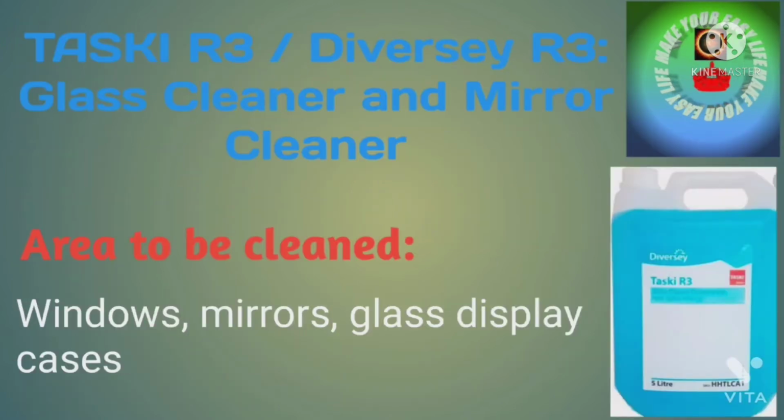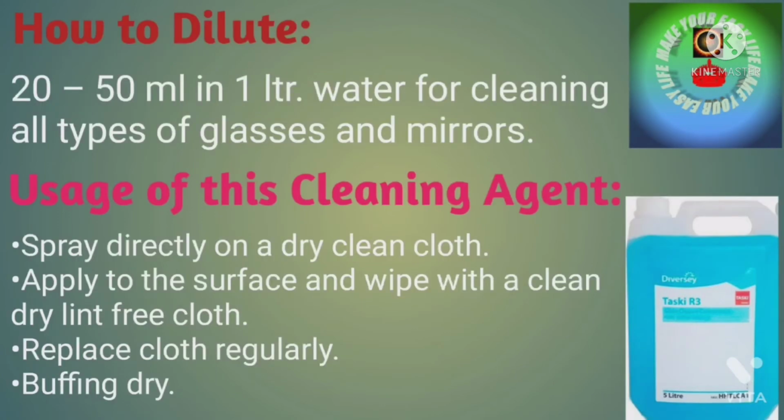Taski R3 glass cleaner and mirror cleaner. Where is it used? How to dilute? Area to be cleaned: windows, mirrors, glass display cases. How to dilute? 20 ml in 1 liter water for soft cleaning and 50 ml in 1 liter water for hard cleaning. Uses of this cleaning agent: spray directly on a dry clean cloth. Apply to the surface and wipe with a clean dry lint free cloth. Replace the cloth regularly, buffing dry.